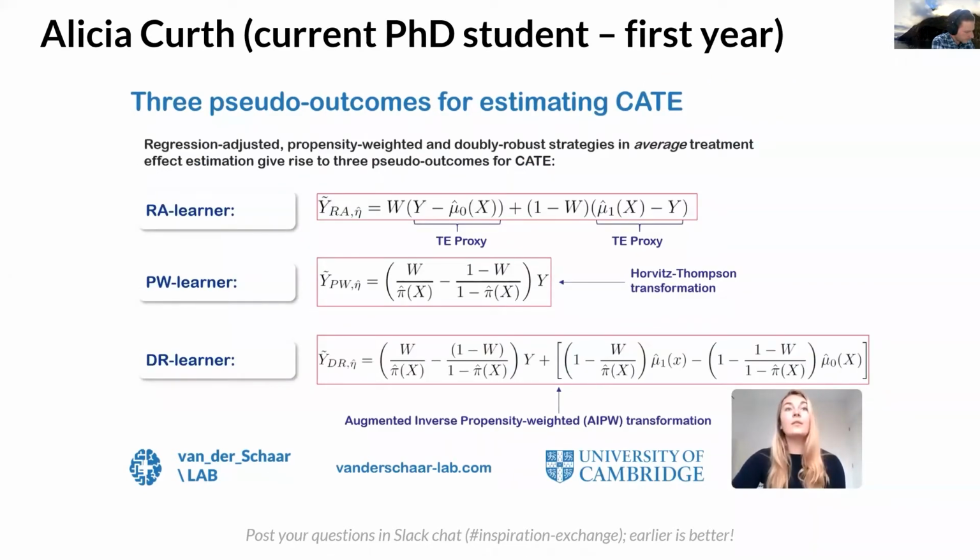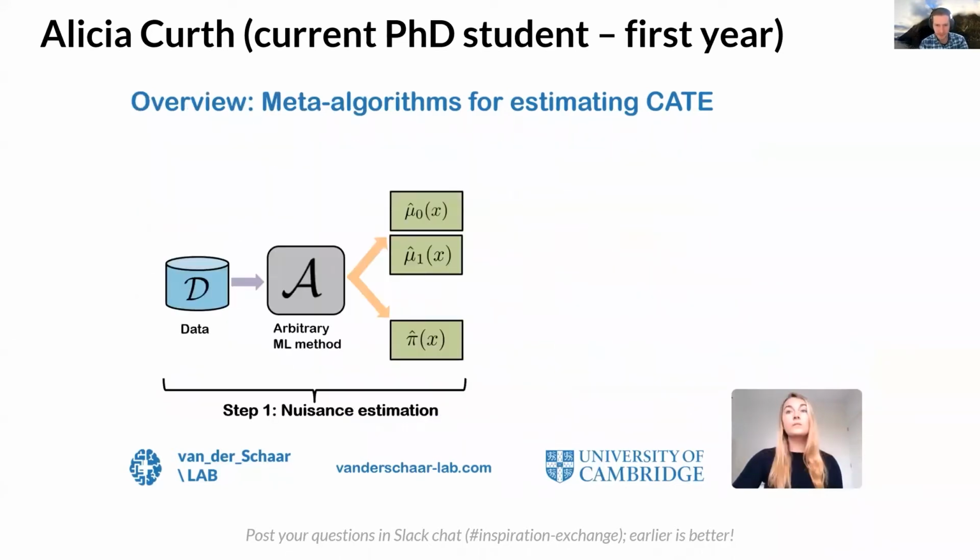In our paper, we considered three pseudo-outcomes for estimating CATE. These are inspired by regression-adjusted, propensity-weighted, and doubly robust strategies for average treatment effect estimation. The regression-adjusted learner relies only on an estimated potential outcome. The propensity-weighted learner relies only on an estimate of the propensity score, and the doubly robust learner uses both an estimate of the propensity score and the potential outcome regressions to compute the pseudo-outcome.